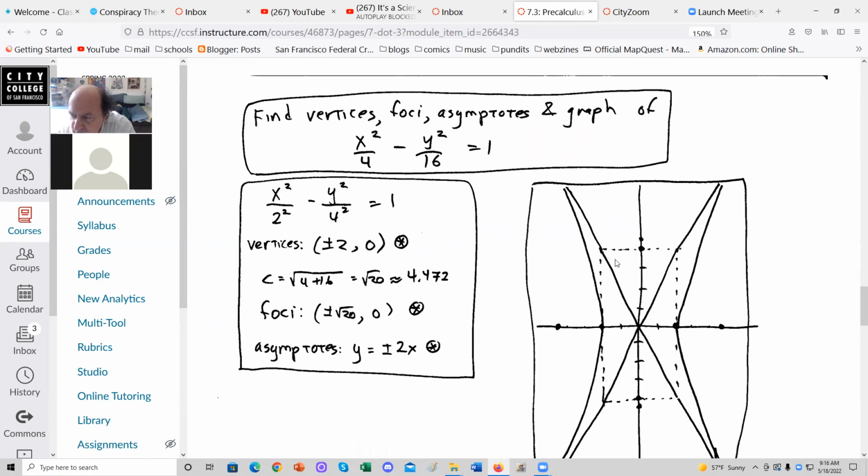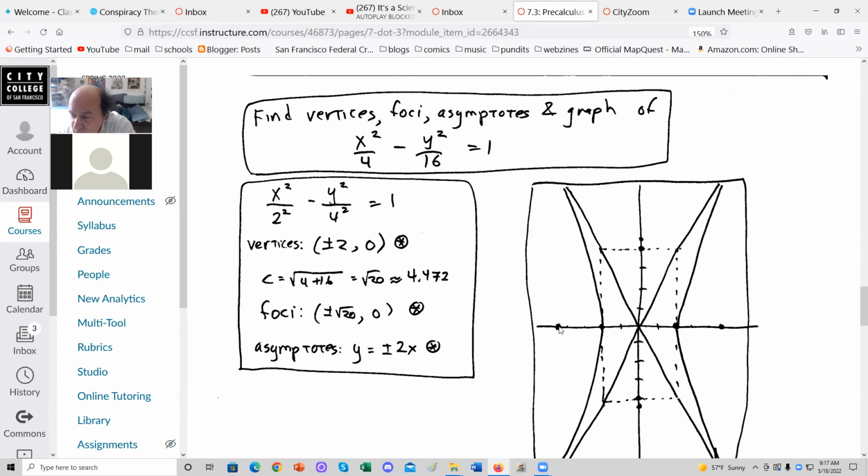Draw this box. Draw these 2 lines. They're the asymptotes. The hyperbola comes in along the asymptotes, goes through this vertex and away, asymptote, vertex, and away. The foci, well, it's plus or minus c by 0, and c is root of 4 plus 16. That's root 20. That's about 4.4.